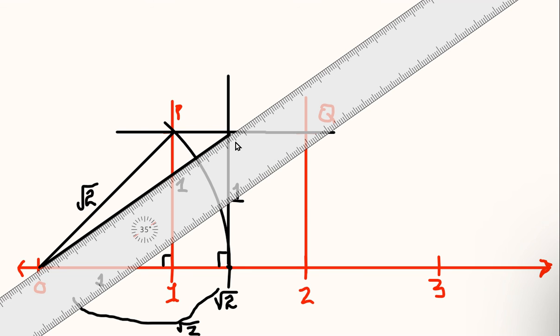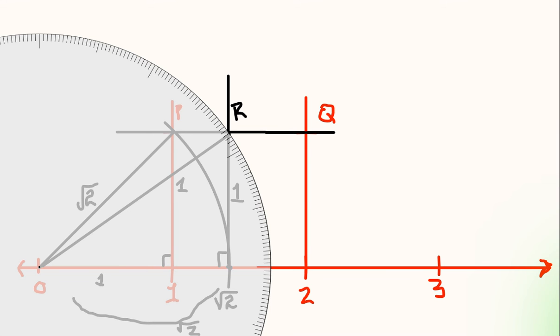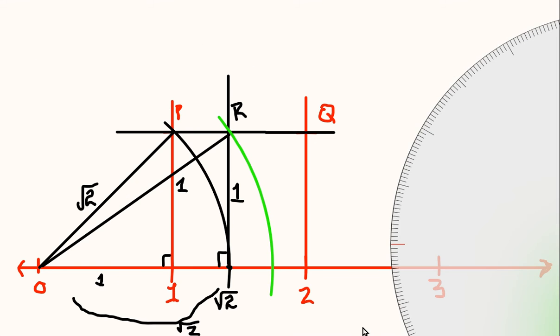Now to get it on the number line, we take the compass and set our radius to OR. Now we have set the pair of compasses, the radius as OR, and we draw an arc. So we draw OR on the number line over here, and we get square root of 3 over here.